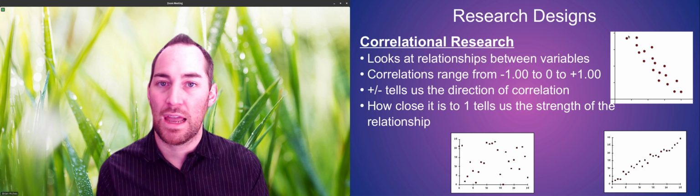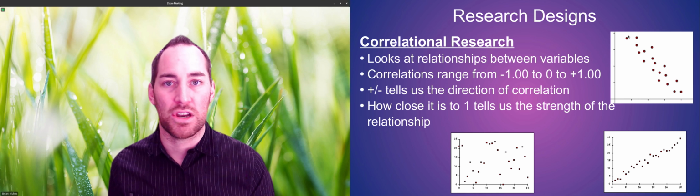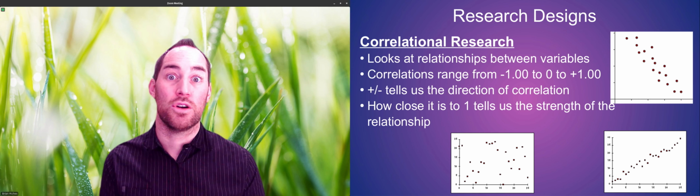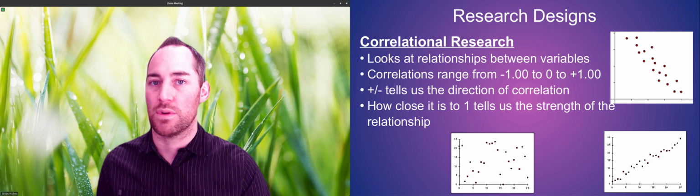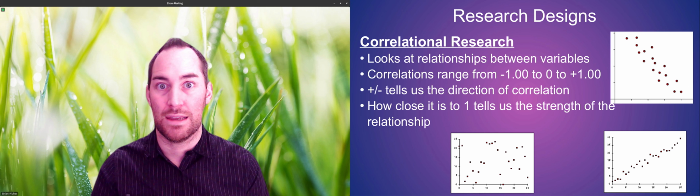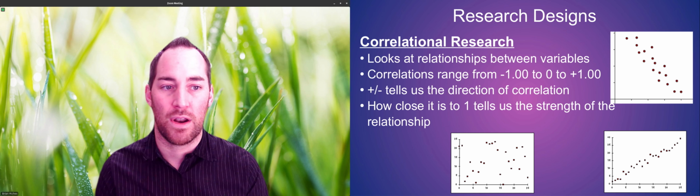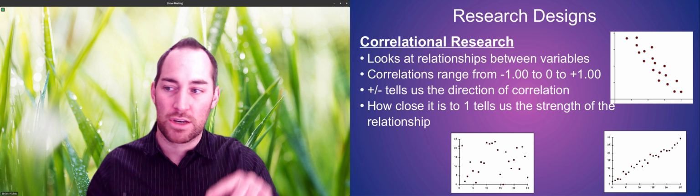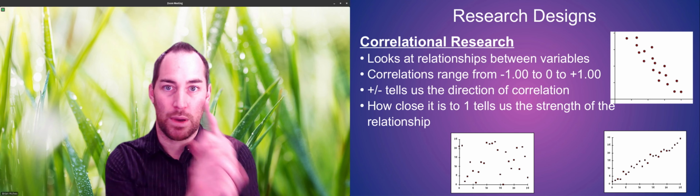So remember, negative versus positive is not a value judgment of like this is not a good relationship or this is a really great relationship. Negative versus positive is just mathematical, like a plus or minus sign in front of the statistic to show you which direction the relationship is going.